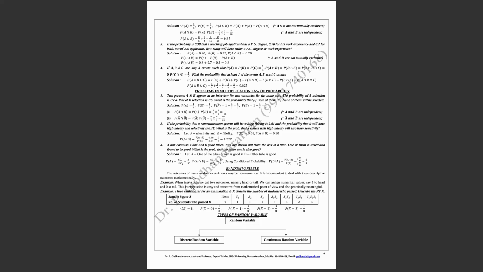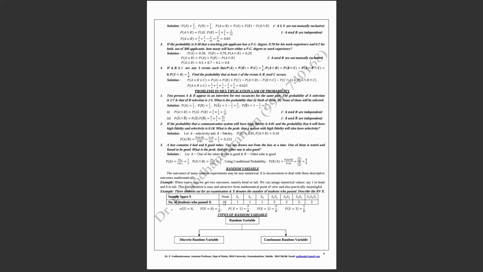This interpretation is easy and attractive from a mathematical point of view and also practically meaningful. For example, the students sat for an examination and X denotes the number of students who passed. Describe the random variable X. So the condition is given. There are three students, S1, S2, S3. So three students sat for the examination.